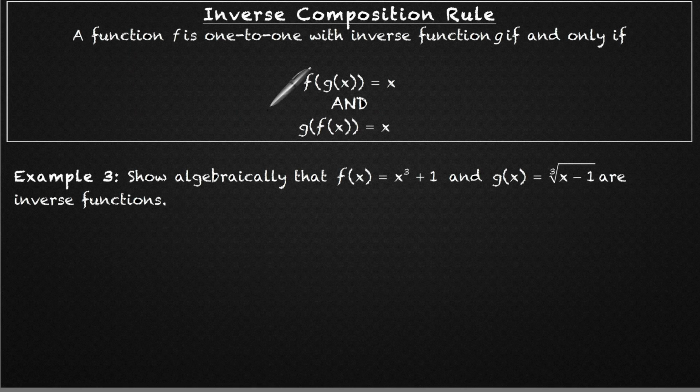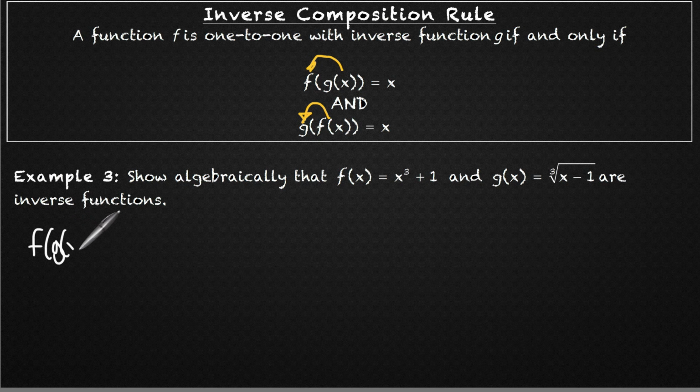In this last example here, we are going to learn what's called the inverse composition rule. And basically, this is the idea that if you are trying to determine whether two functions, f and g, are inverses of each other, what you have to do is take g and plug it into f and get x. Then you have to plug f into g and also get x. If you get x in both of these situations, then you will conclude that f and g are indeed inverses of each other. So let's see if we can prove that algebraically with this example.